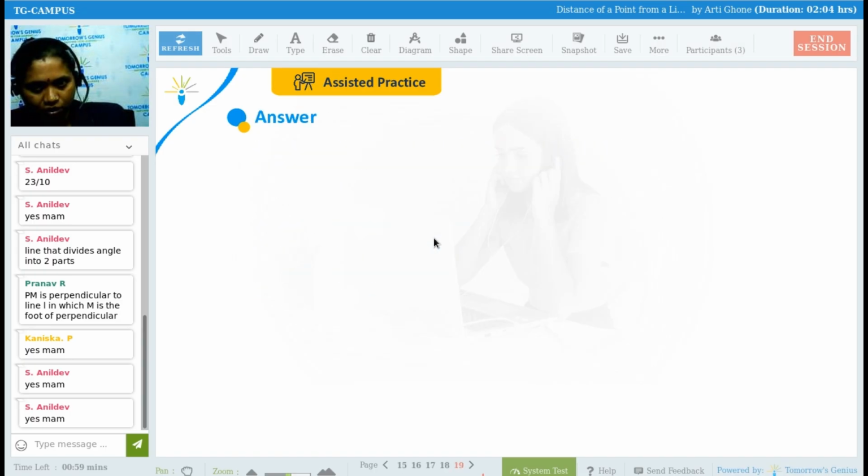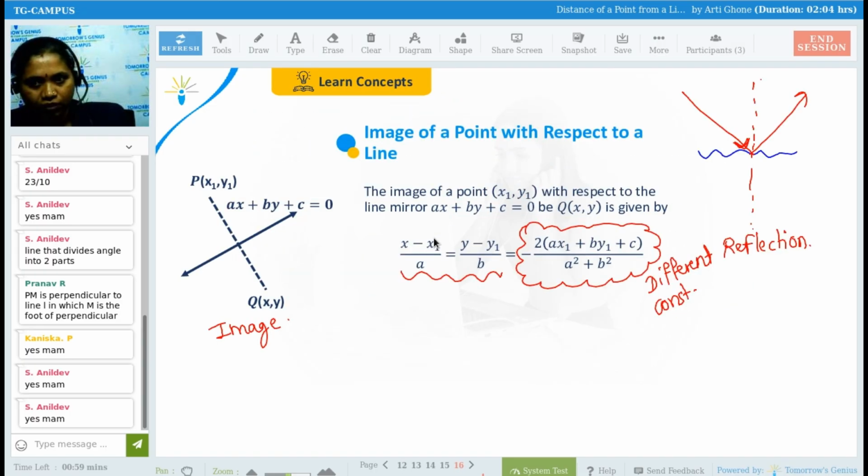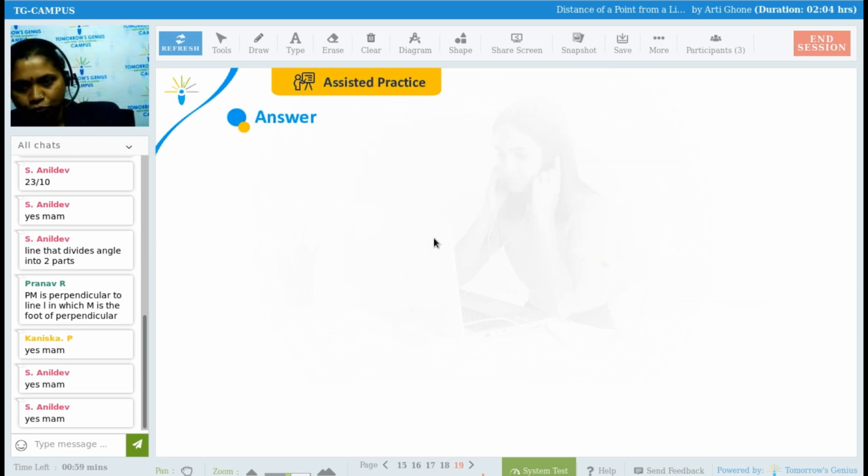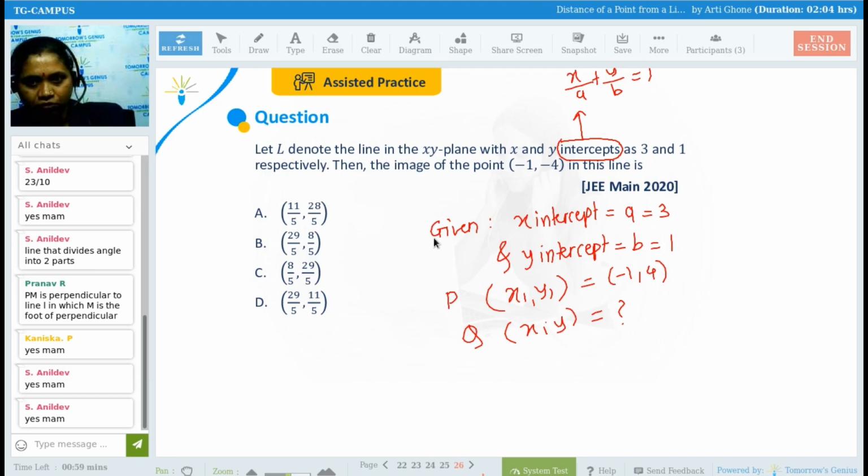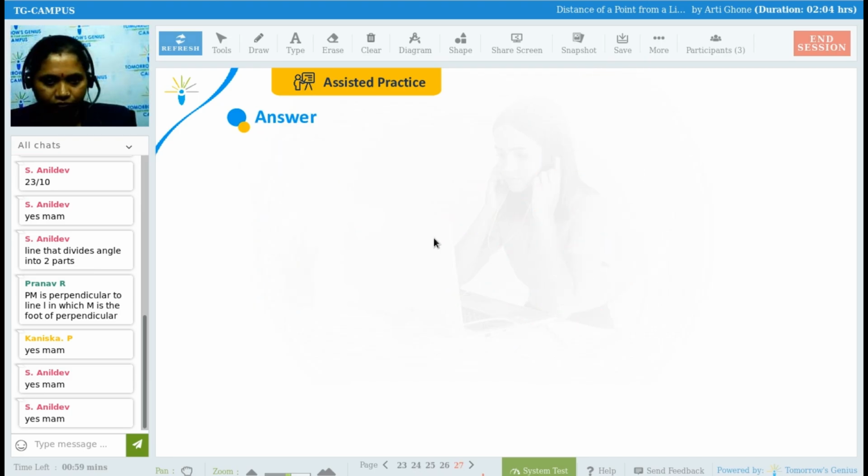Clear? So you all are able to substitute and do the calculations. I'll just take you to the slide. See, this is the image of a point with respect to a line. I'll put the formula here for your reference. Try this one and tell me the answer. One minute.